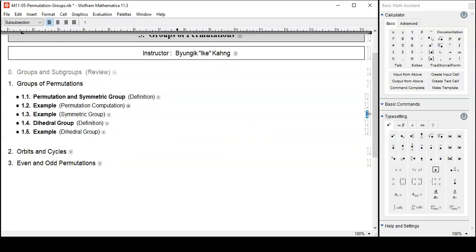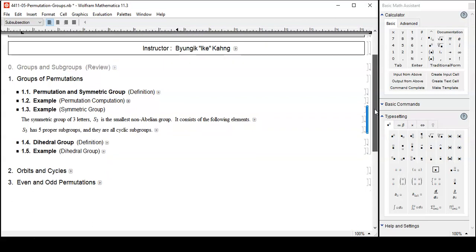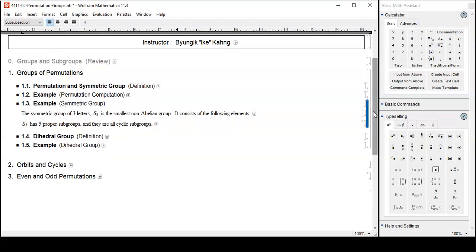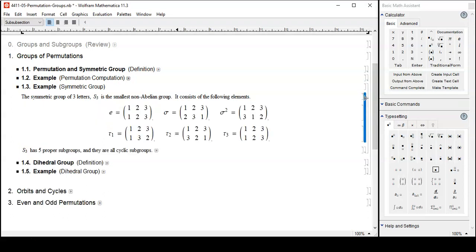Here's another example. The symmetric group of 3 letters, S3, is the smallest non-abelian group, smallest in terms of the order. Let's see, if you have just 2 elements, then 2 factorial is 2, and that's going to be identical to Z2, so it's abelian. S3 consists of 6 elements, and they're all here.